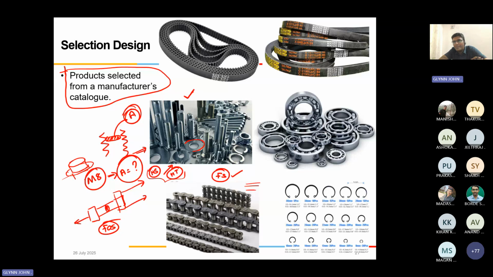You have to do the design in terms of calculation, in terms of understanding the load, right? But final manufacturing, you're not doing, somebody is doing. You simply pick from the catalog. So don't simply pick, you perform the calculation and then pick. Now, similarly for bearings, what is the load coming on the shaft?